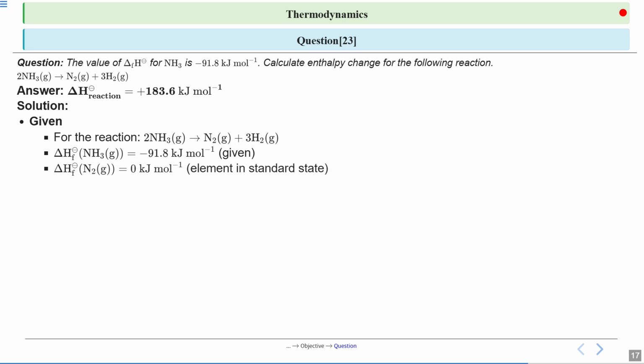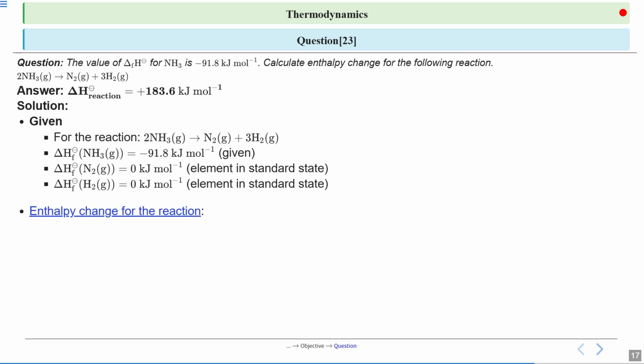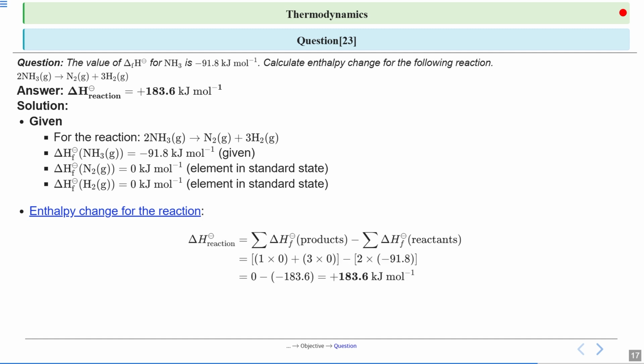So what can we derive from here? For that, you have to know two things. For deriving the information from the delta H formation, you should know two things. First, the nitrogen molecule will have an enthalpy of formation of 0 because it is present in the standard state. The same can be said for the hydrogen molecule as well. Now, if these two things are true, then what can we write for the enthalpy change of the reaction? It's very simple. The reaction starts from ammonia and ends at nitrogen and hydrogen.